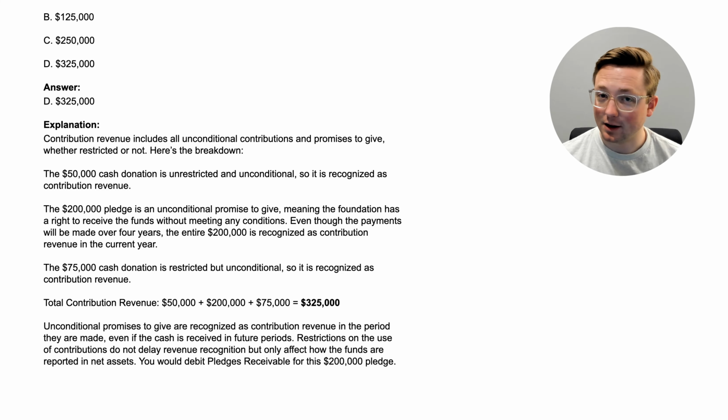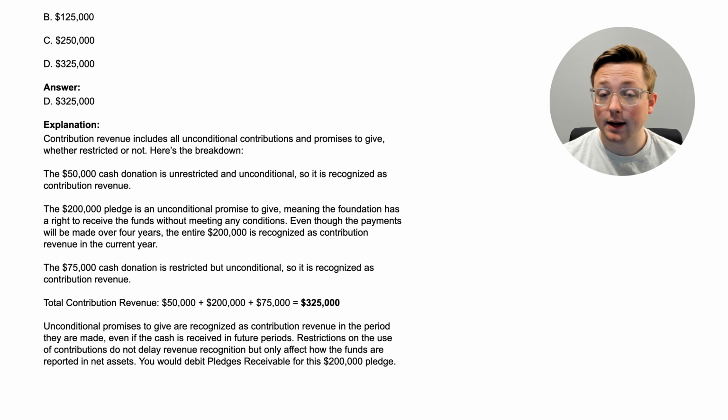But again, that's not the same thing as what we've been talking about throughout this, which is conditional and unconditional. The $200,000 pledge is an unconditional promise to give, meaning the foundation has a right to receive the funds without meeting any conditions. Even though the payments will be made over 4 years, the entire $200,000 is recognized as contribution revenue in the current year. And that is how it works.